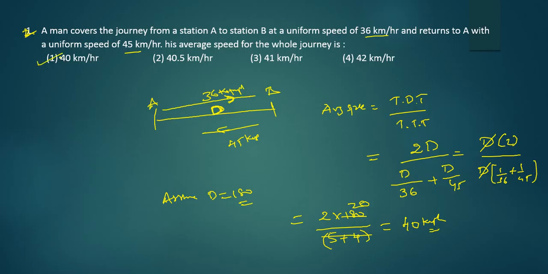But what most of the students do in the exam is simply add 36 plus 45 by 2, which equals 81 by 2, that equals 40.5. Most of the people fall into this trap, which is wrong. The average speed definition is nothing but total distance traveled by total time taken. We have to follow only this formula. That's the concept. Whatever information you may be given, look at the basic definition of average speed: total distance traveled by total time taken. Okay.